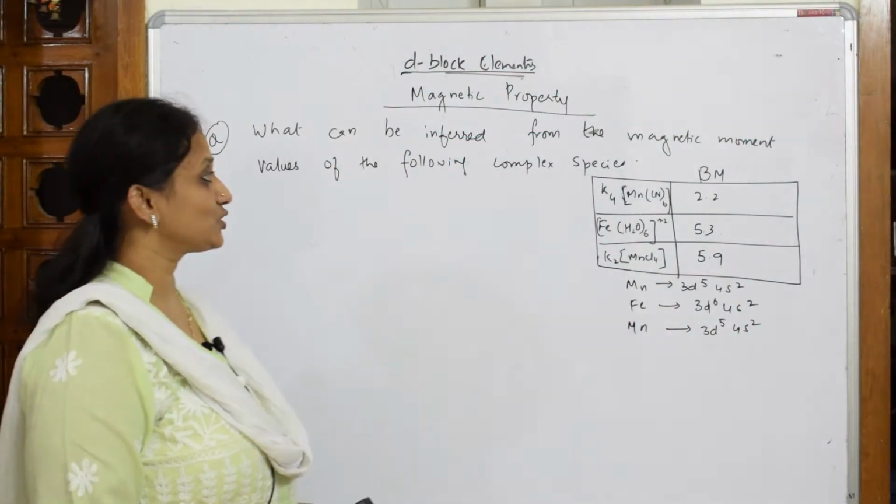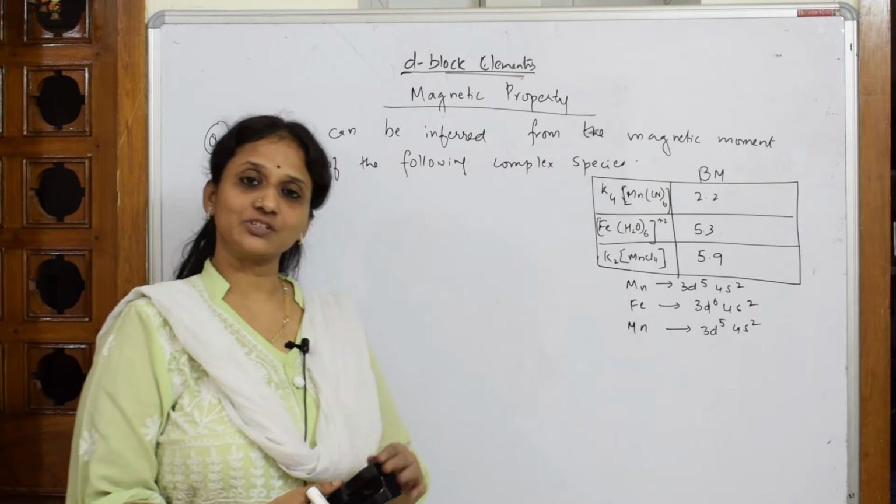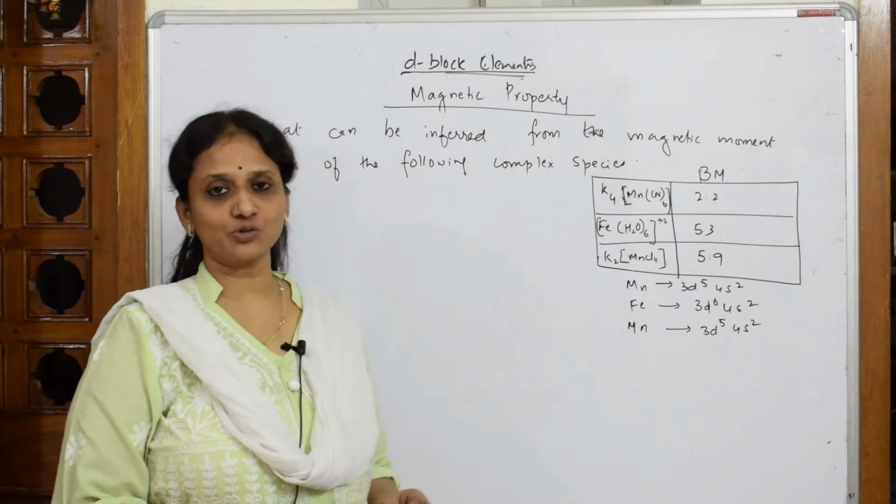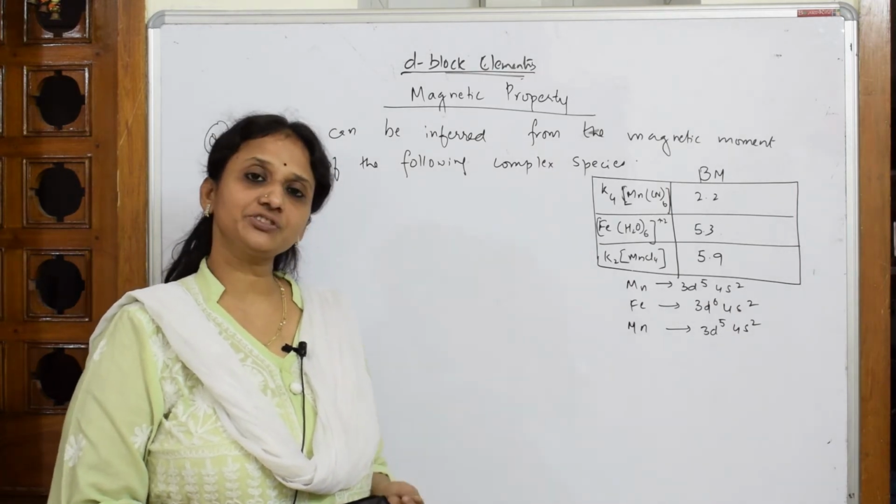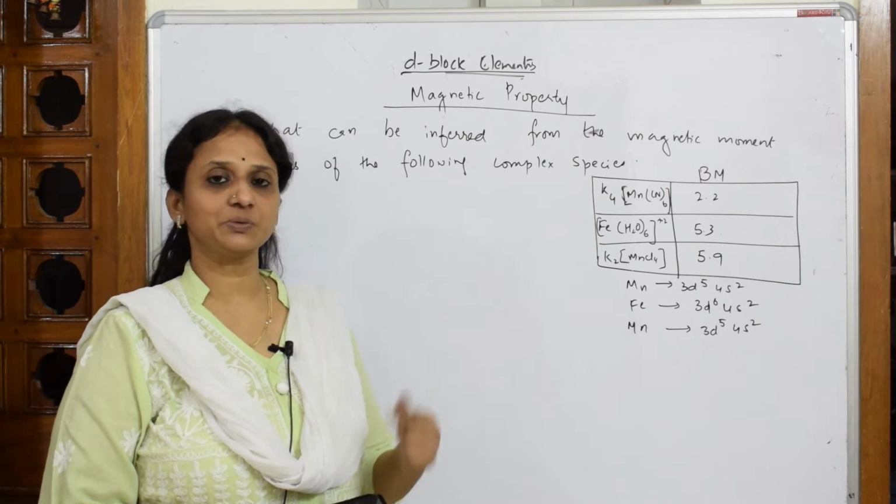So let us do one more question on magnetic moment. This is again an NCERT question. Let us see how to solve this question. These are the different variations of using the magnetic moment formula, the spin only formula.